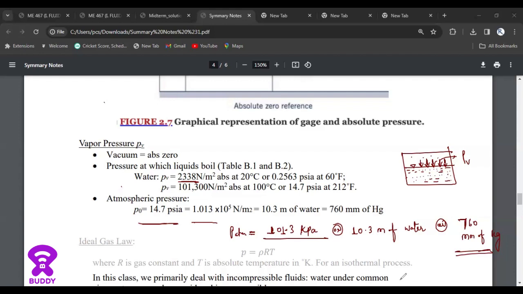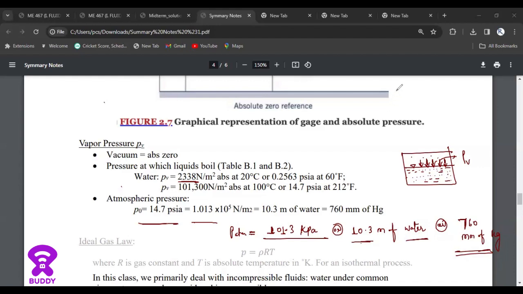I'm saying this, there are different units by means of which we can measure the atmospheric pressure. One is the kilopascal, that is 101.325 kilopascal. Second is in terms of 10.3 meter of water column. And in terms of mercury, it is 760 mm of Hg.